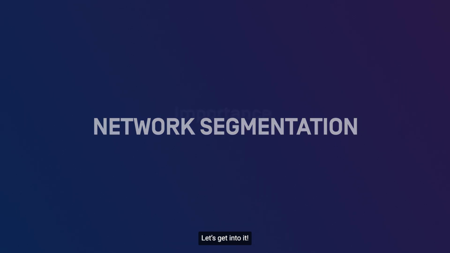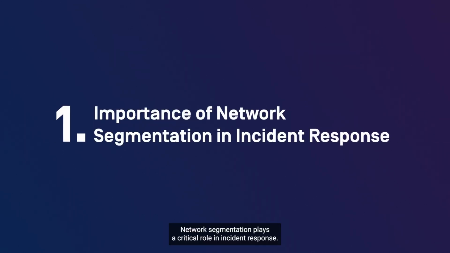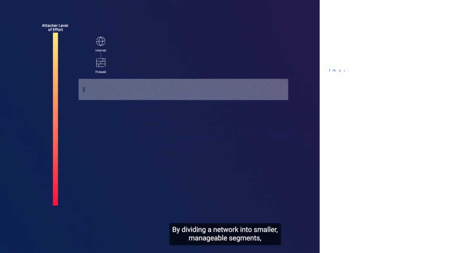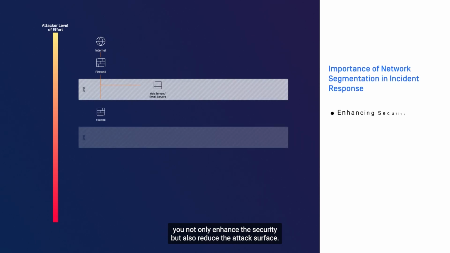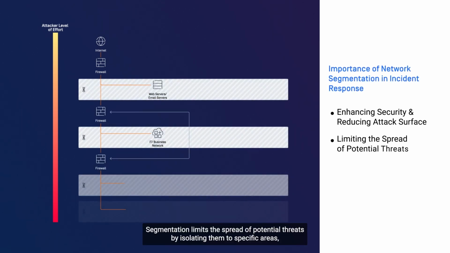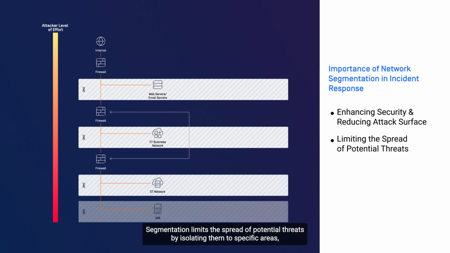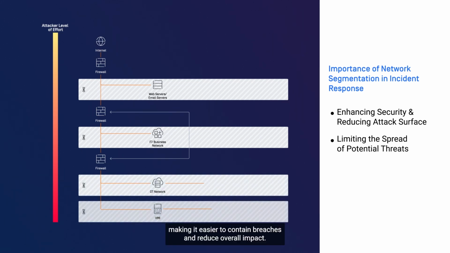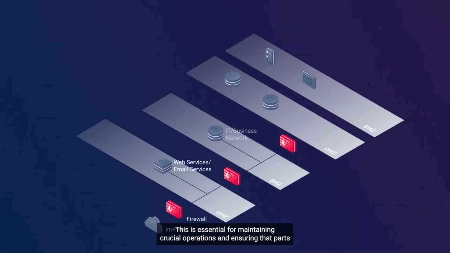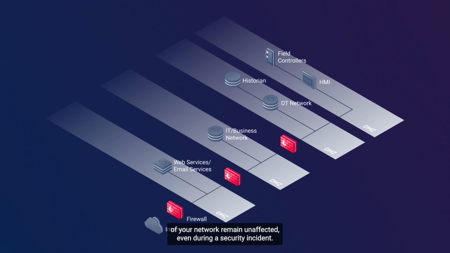Let's get into it. Network segmentation plays a critical role in incident response. By dividing a network into smaller, manageable segments, you not only enhance the security but also reduce the attack surface. Segmentation limits the spread of potential threats by isolating them to specific areas, making it easier to contain breaches and reduce overall impact. This is essential for maintaining crucial operations and ensuring that parts of your network remain unaffected, even during a security incident.